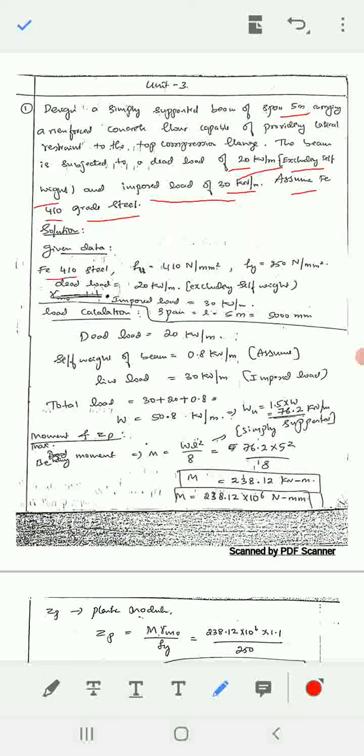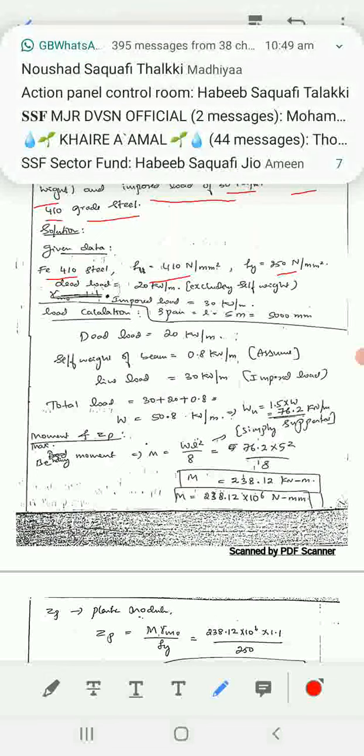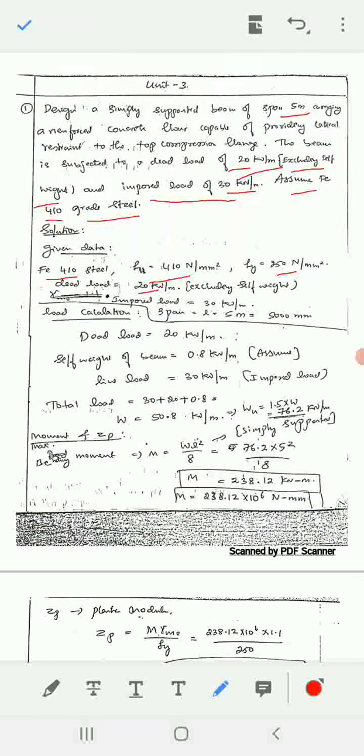So given Fe 410 steel, that is Fu 410 Newton per mm square, Fy is 250 always. Dead load is given as 20 kilonewton per meter excluding self weight, and imposed load 30 kilonewton. Span L is 5 meter, that is 5000 mm. So dead load is 20 kilonewton.